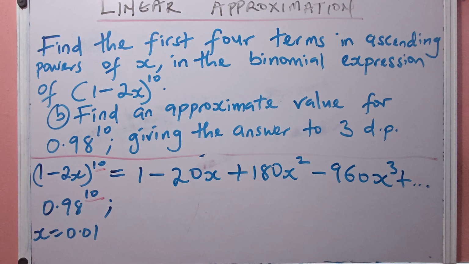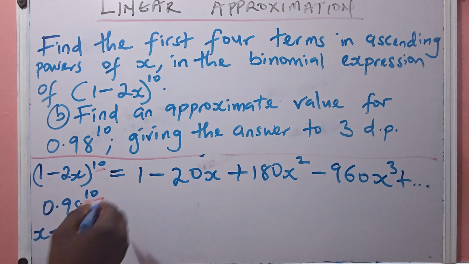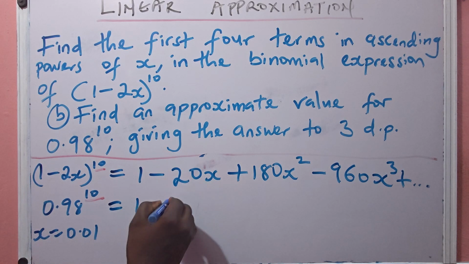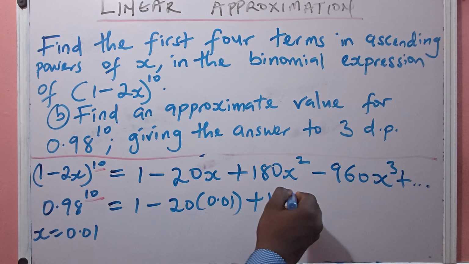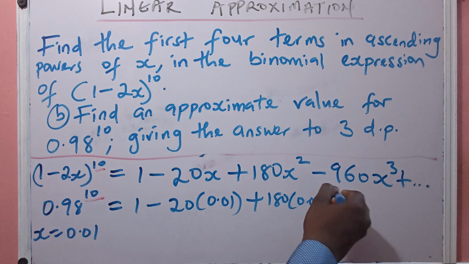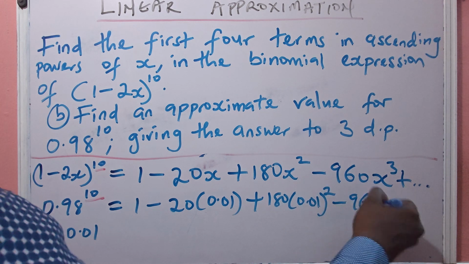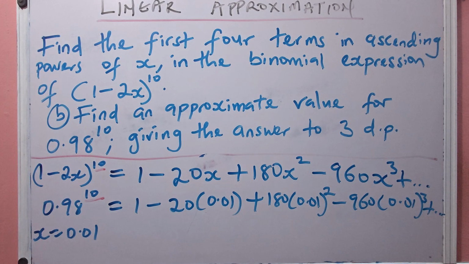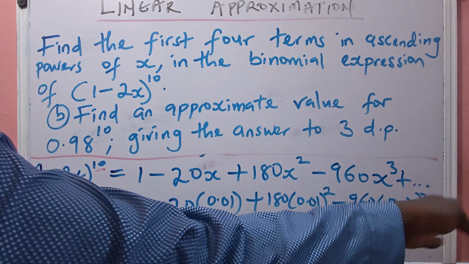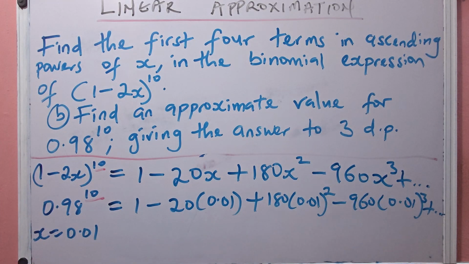So I want to go on now to fixing x as 0.01. So I can therefore say that 0.98 raised to the power 10 will be equal to 1 minus 20(0.01), plus 180(0.01) raised to the power 2, minus 960(0.01) raised to the power 3, plus on and on and on. Now this, of course, we are only going to be using the very first four terms. So this plus I put here is just telling you that this wasn't the end of the expansion. So you go on to use your calculator to solve this.